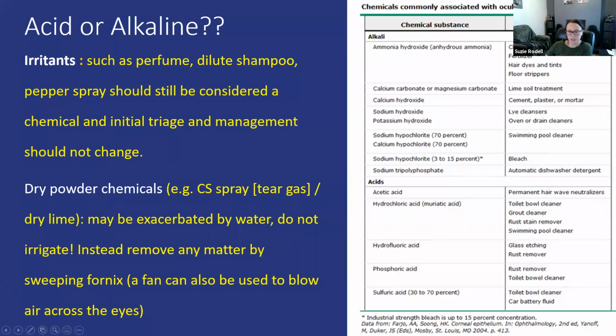Here are some examples, actually. I think I've put a table on this slide. So here are your typical examples. I've pulled this off a great website called UpToDate. If any of you have ever heard of that, or if you haven't used it, it's really good.